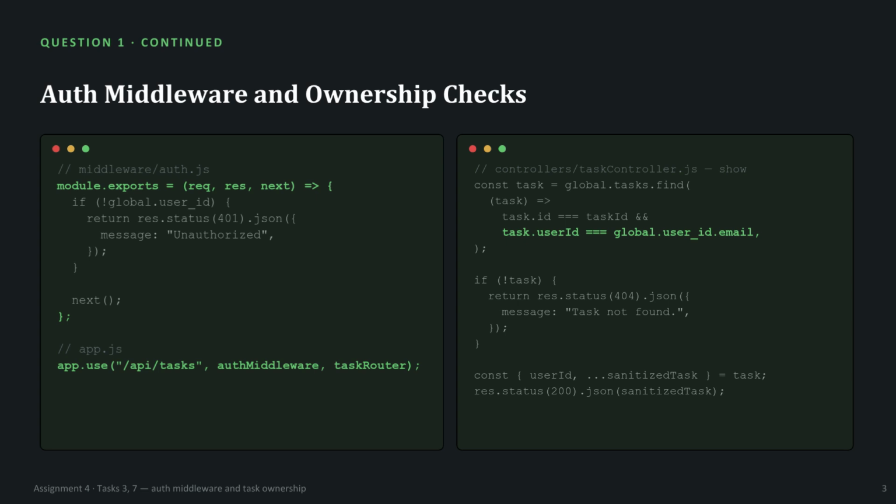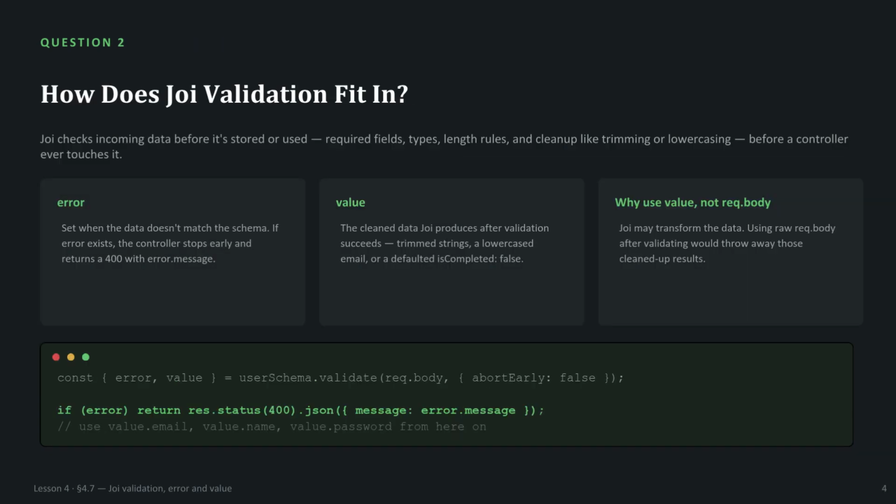It finds tasks matching both the task ID and the current user email. That single comparison is the entire ownership check. So you can use it for show, update, or delete, and the other CRUD operations.